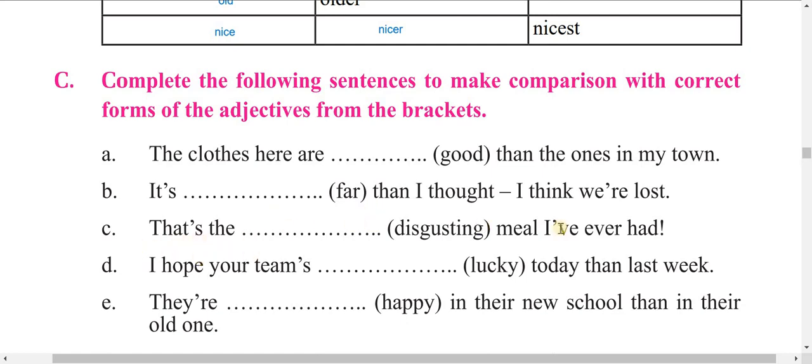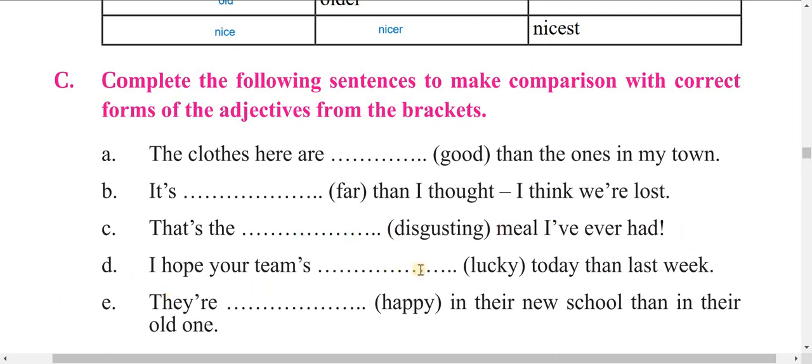Now see, that's the most disgusting meal I have ever eaten. This disgusting is an adjective which is long, so that's the most disgusting meal. Let's say if there comes the before the adjective, we should change it into superlative degree. So how to change? That's the most disgusting meal I have ever eaten.